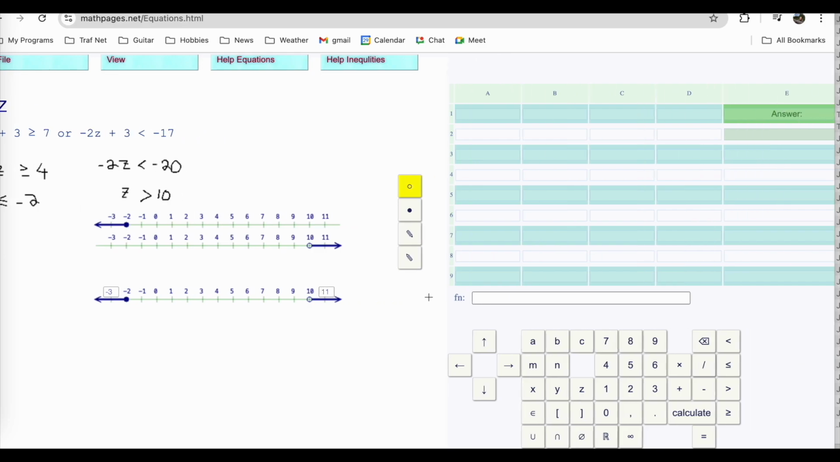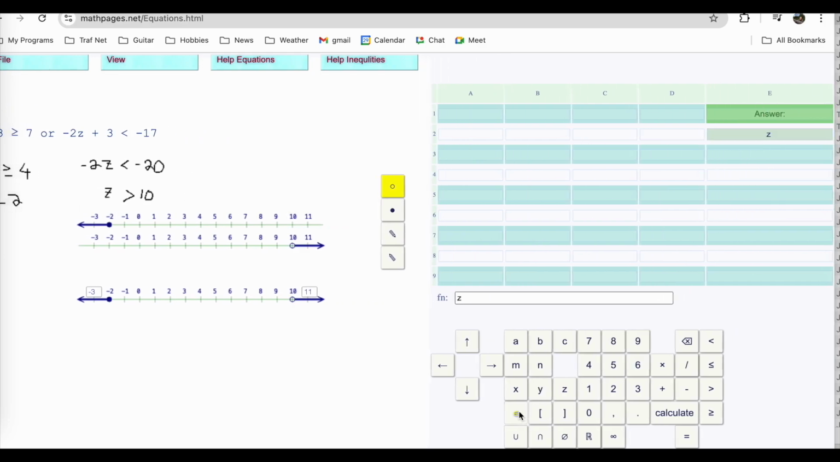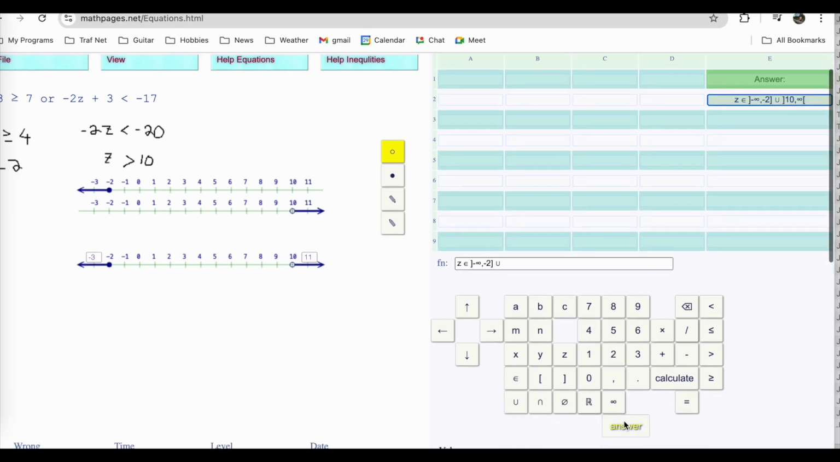Z is a member of reject bracket on negative infinity until we get to negative 2, and negative 2 is included with accept bracket on negative 2, union 10 to infinity. 10 is not included. Reject bracket on the 10. 10 to infinity. Reject bracket on infinity. This is the interval. Then we press answer to see if we're right.